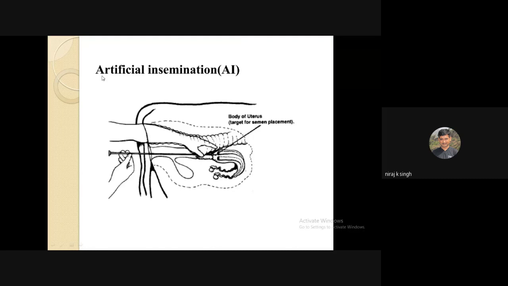So artificial insemination is an important technique that can be used for genetic improvement. In India, in the 1970s, artificial insemination was started. Due to artificial insemination, the milk yield increased drastically. Now India is the highest milk producer, and this is due to artificial insemination. But the disadvantage of artificial insemination is that we have lost our own germ plasm.